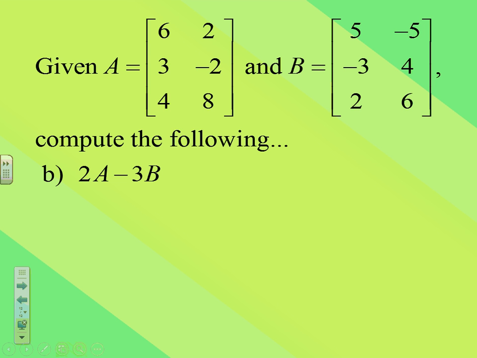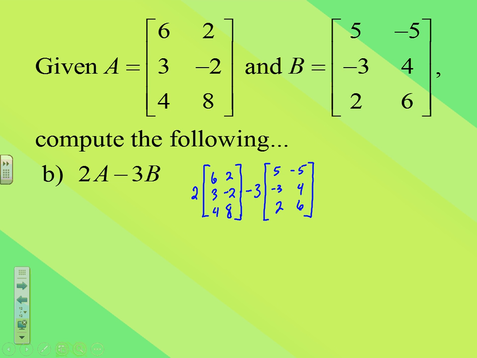So let's go ahead and see how this is going to work. I'm going to say 2, and I'm going to write matrix A. So that's going to be 6, 2, 3, negative 2, 4, and 8. There's matrix A. And I'm going to say minus 3 times matrix B. So I'm going to go ahead and write that: 5, negative 5, negative 3, positive 4, 2, and a 6.